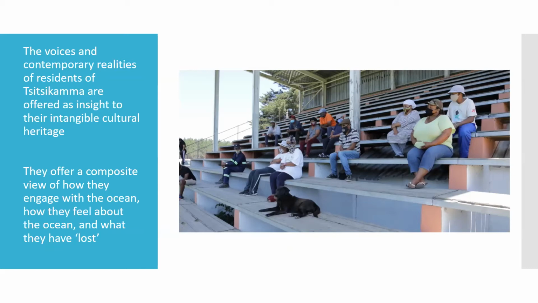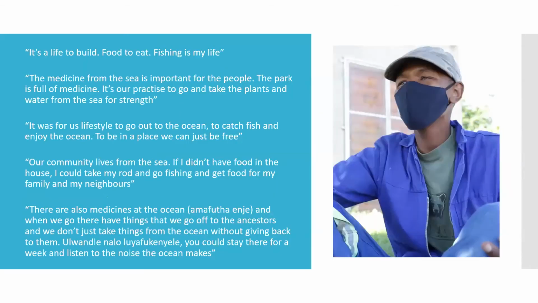The voices and contemporary realities of research participants are offered as insight to their intangible heritage. They offer a composite view of how residents in the Tsitsikamma engage with the ocean, how they feel about the ocean, and what they have lost. The land and ocean are one, and people from the area are socialized as such to cultivate and organically foster good tangible and intangible practices that give rise to sustainability and resource stewardship.